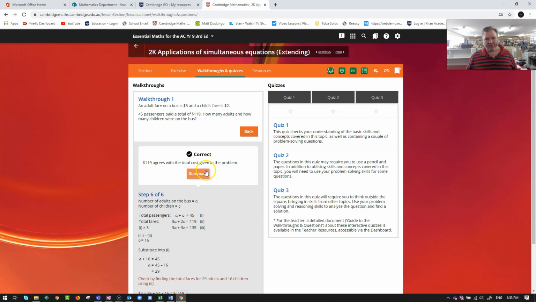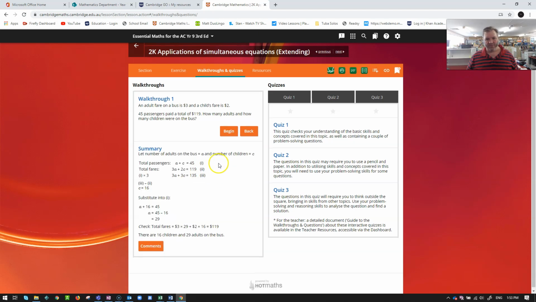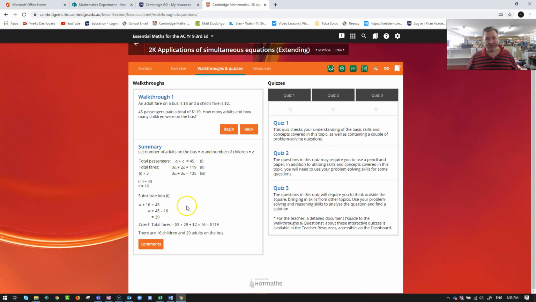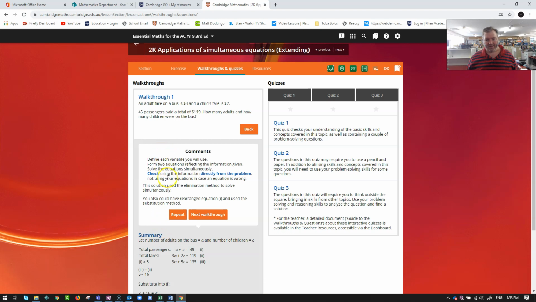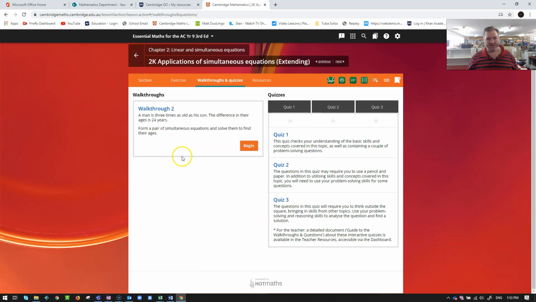That's how you use the walkthroughs. They're quite useful. They give you a good summary. That would be the actual working you would show. But the walkthroughs just step you through one by one. Just reminding you of the procedure. So that's also another really good thing to have there. You could do it again. If you had a bit of trouble with it, it's worth doing it again. If not, go to the next walkthrough and see how you go.